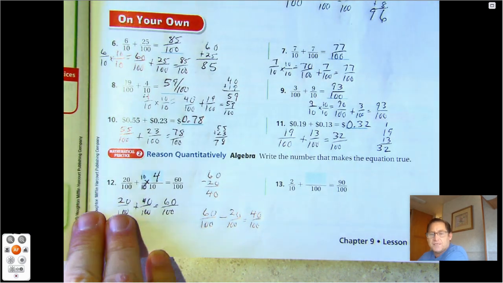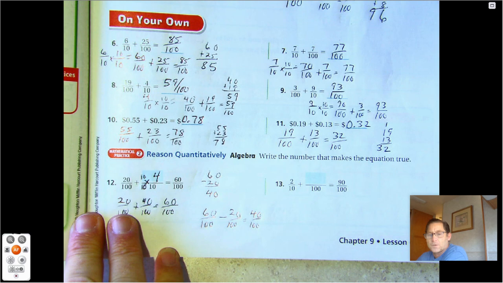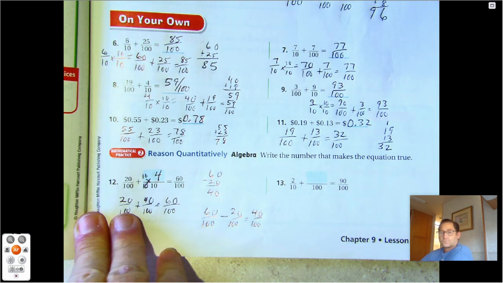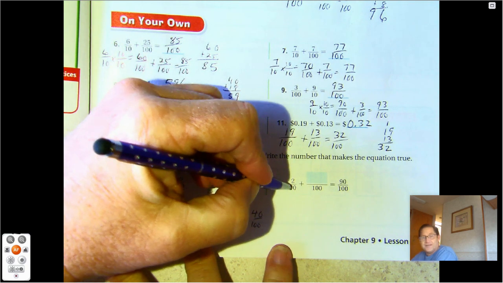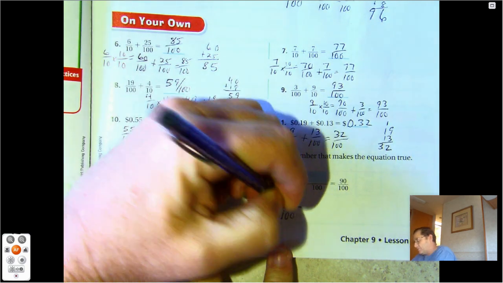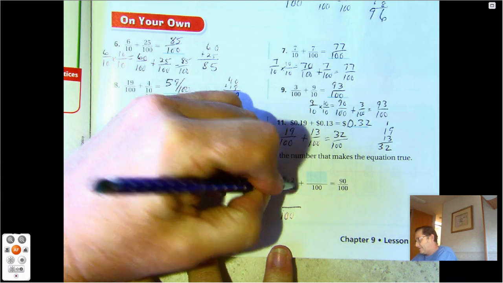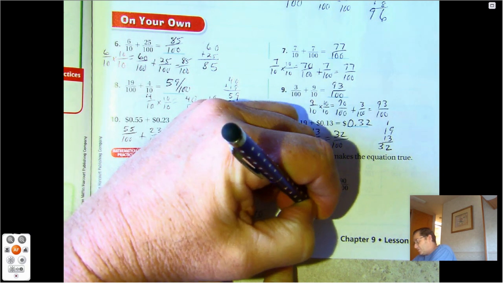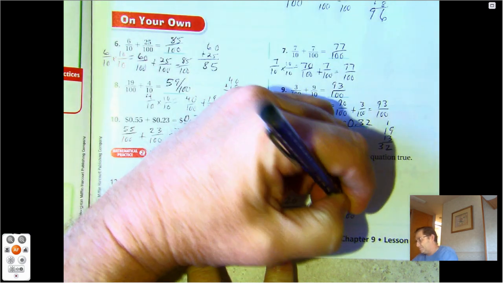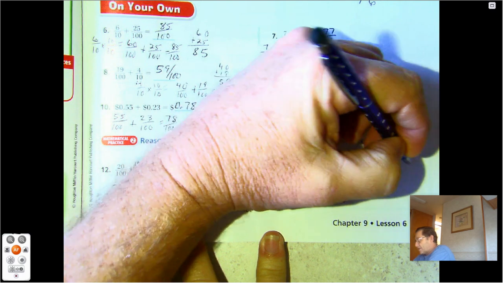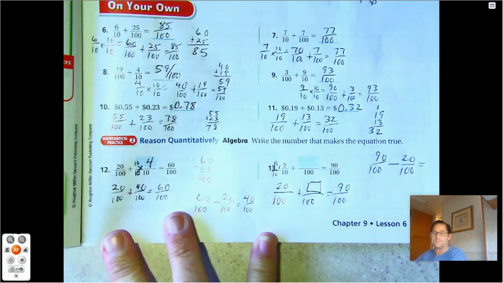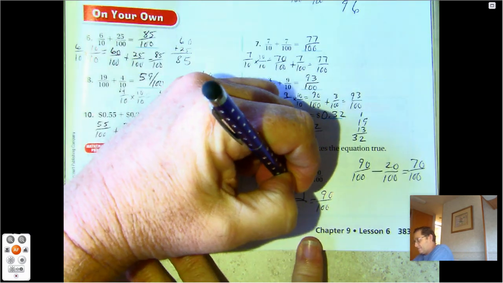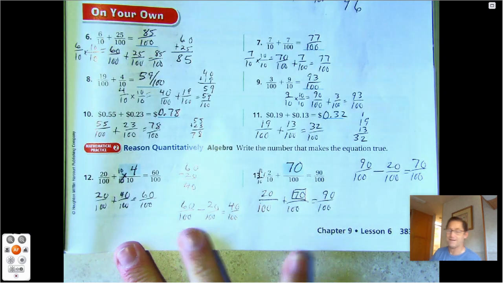So 2 tenths plus some hundredths is 90 hundredths. All right, so let's change this 2 tenths into hundredths. 10 times 2 tenths would give me 20 hundredths. Plus some value of hundredths equals 90 hundredths. So again, to get this missing box, we can just take the 90 hundredths and subtract one of our add-ins. Okay, so 90 take away 20 is 70 hundredths. All right, so our missing value is 70.